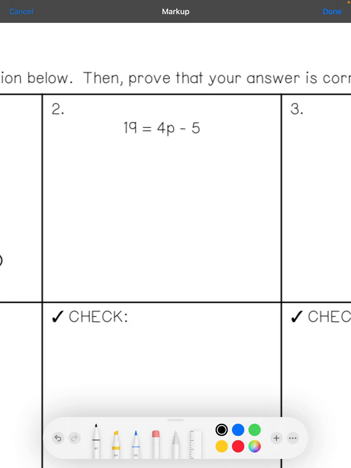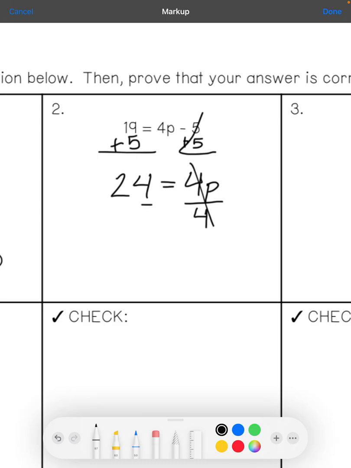Let's look at this one. 19 equals 4p minus 5. The first thing that we need to undo is any addition or subtraction happening. So let's identify, what do we have? We have a subtraction here, right? We're subtracting 5. So to undo subtraction, we add 5. What's 19 plus 5? It's 24 equals 4p. Divide by 4. 24 divided by 4.